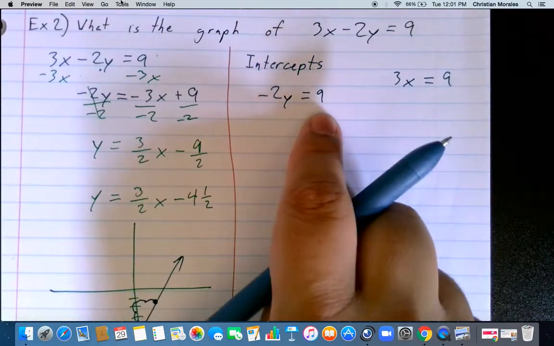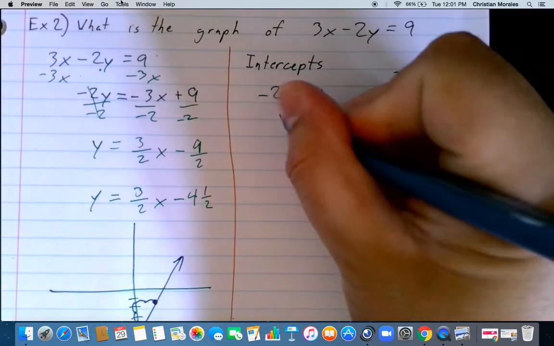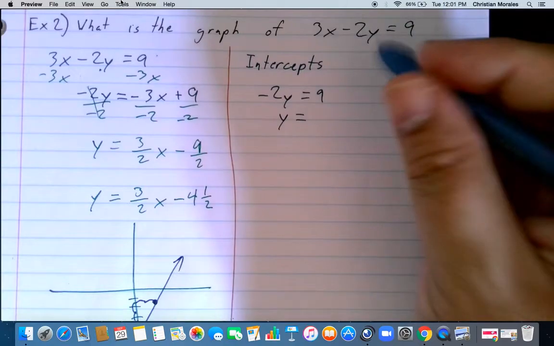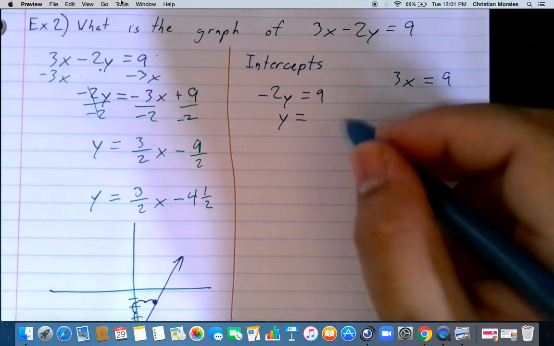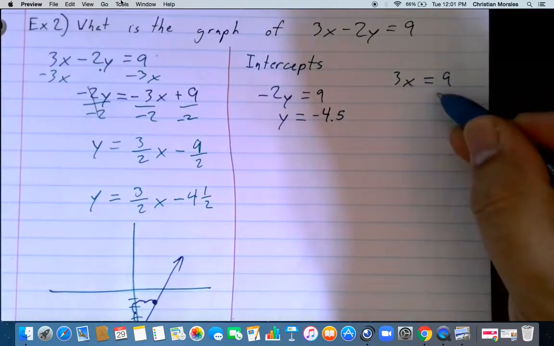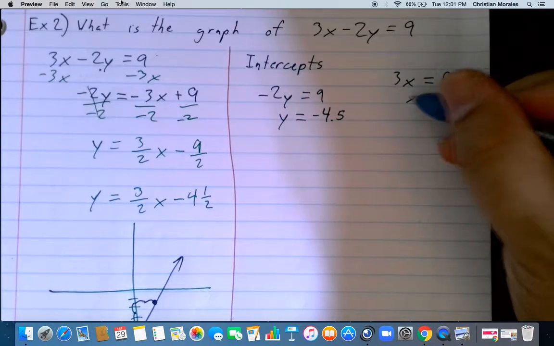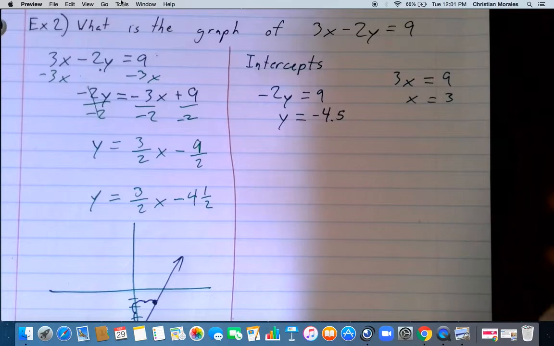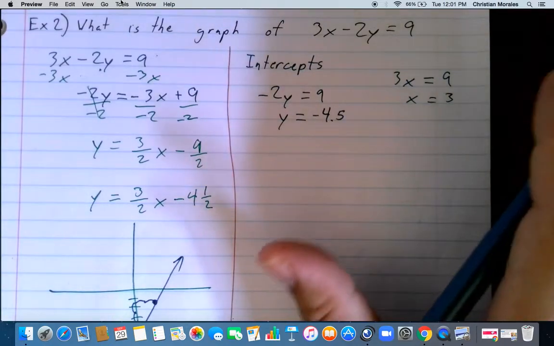Now, if we solve one at a time, I'm going to divide both of these by, this one I'm going to divide by -2. I'm going to get -4.5. This one I'm going to divide by 3. I get 3. Now, here's what just happened.